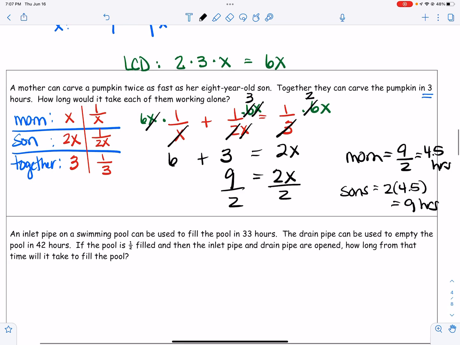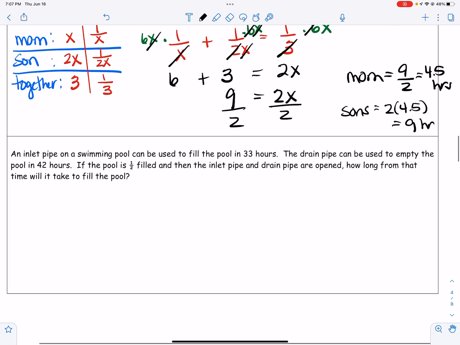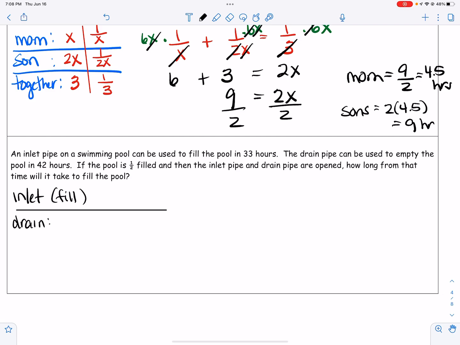Okay? Now, this one is a little bit tricky because we've got a pipe. We've got one pipe that's filling the pool, the inlet pipe, and we've got one pipe that is draining the pool, the empty pipe, and then we've got together. So I'm going to put the inlet as one row, and that's filling the pool. And then I'm going to put the drain, which is the outlet or the emptying of the pool. And then I'm going to make the together, okay?